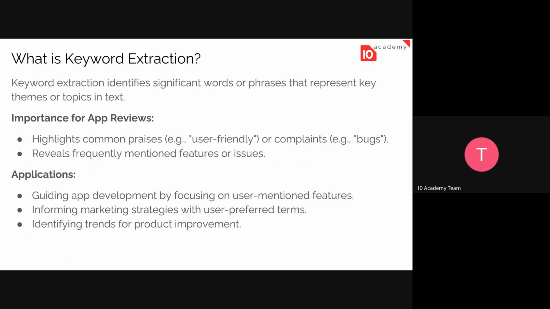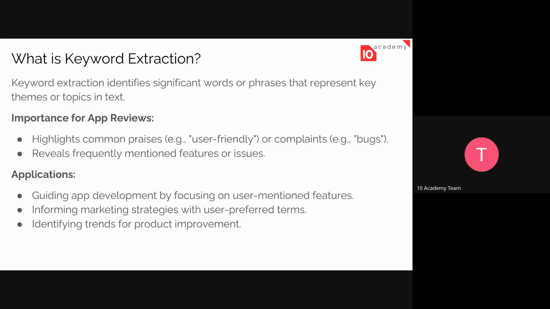So what is keyword extraction? Basically it's a way to pull out the most important words people keep repeating in the reviews. For example, if everyone keeps saying user friendly, that's a good sign, right? And if many reviews say bug, or it crashes, or a bad application, then we instantly know there is a problem.